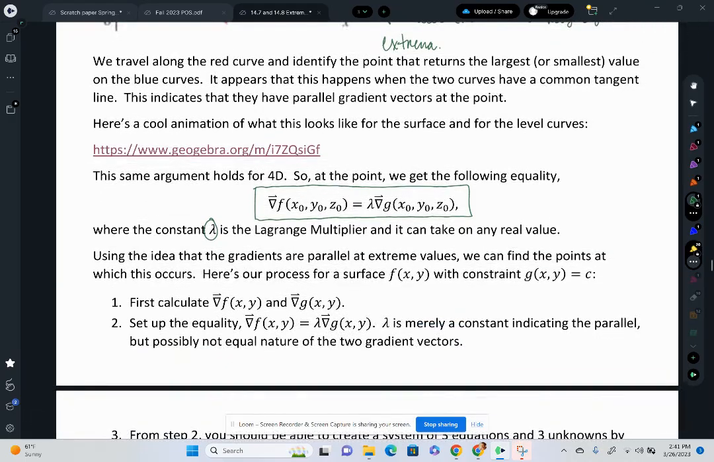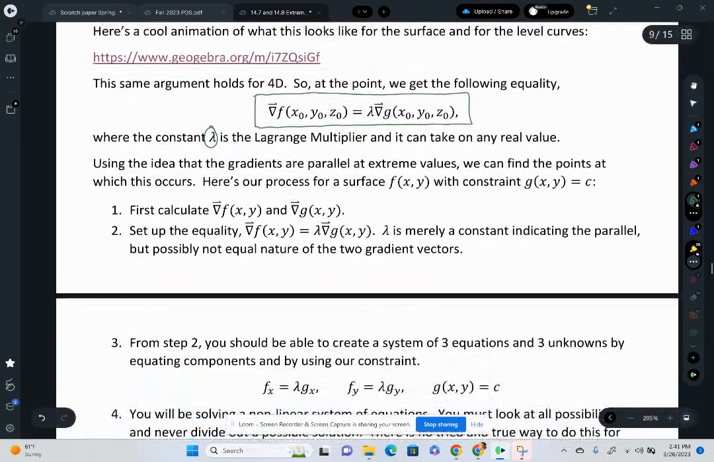Okay, so here's the idea. We've got a series of steps that we have to take. First, we're going to calculate our gradient vectors. We're going to look at our surface, f of xy. We'll look at our constraint function, g of xy equals some constant, and we'll calculate the del operator of f, that's our gradient, and the del operator of g.